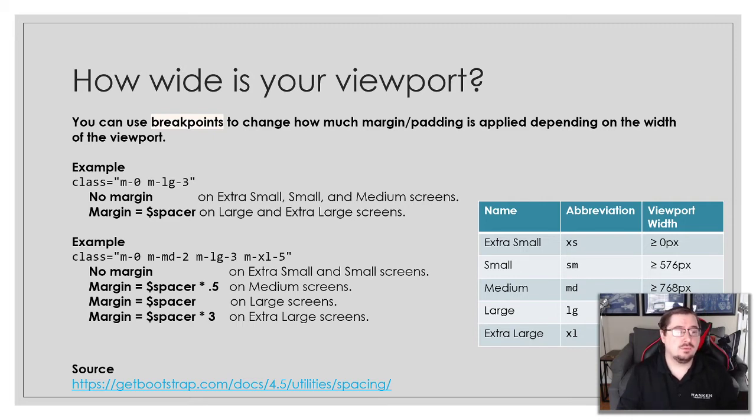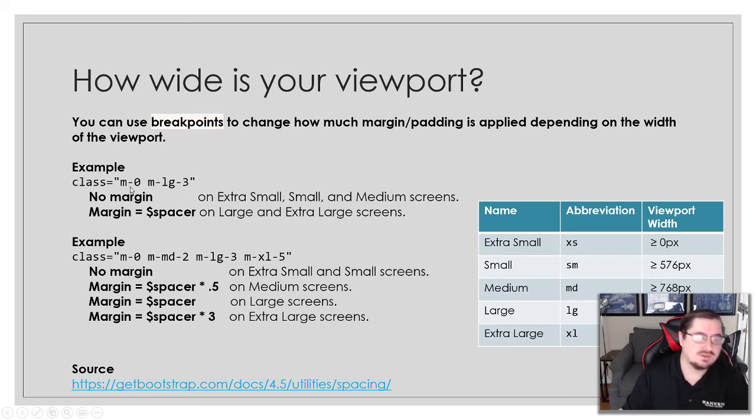Okay. So next question you might want to ask: we talked about how to determine how much spacing you want, as well as what side you want it to be on. You can also combine that and say, well, I want to change the amount of space based on how big the screen is. I want to change how much margin or padding there is based on how wide the screen is. So here in this example, I might say, well, on small screens, on mobile, I don't want there to be any space, but on desktop, I want there to be some margin.